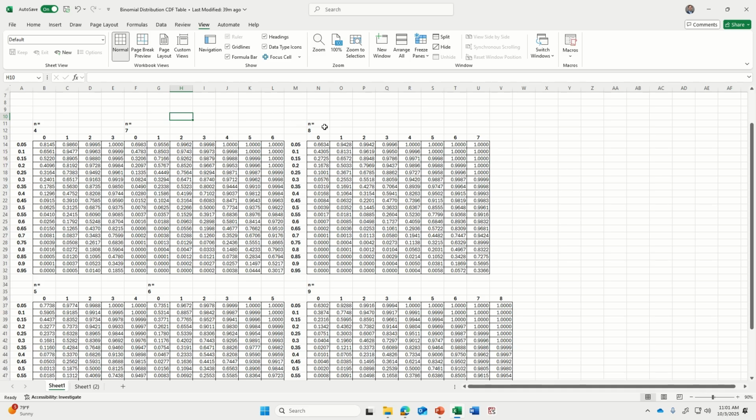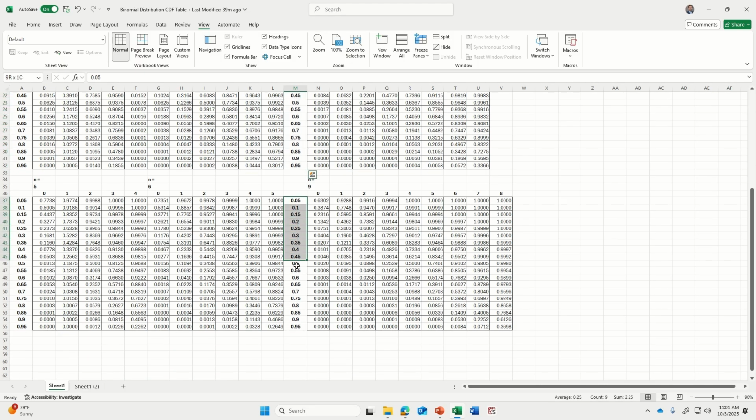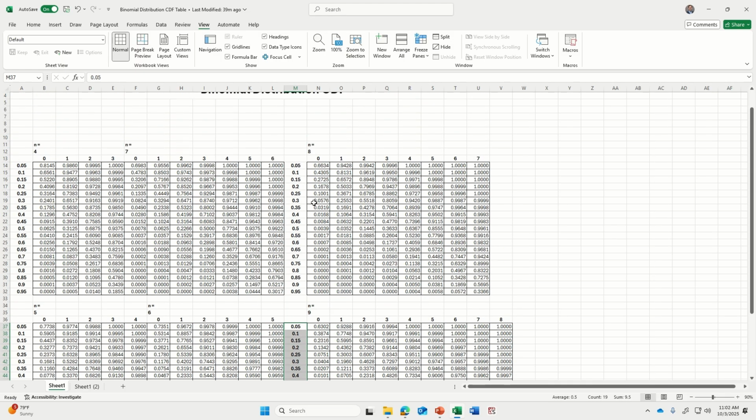So if you're wondering, how do I figure out the number of attempts? How do I line up the number of attempts? There's a bunch of little subtables in here. And above them, you see little floating things that say n equals 8, n equals 7, n equals 9. That's the number of Bernoulli trials, the number of free throws you're attempting. Along the left column, this is the probability of success for each individual Bernoulli trial. That's your lowercase p. So if you've got a 50% chance of making a free throw, you would look at this row where you have a 0.5.